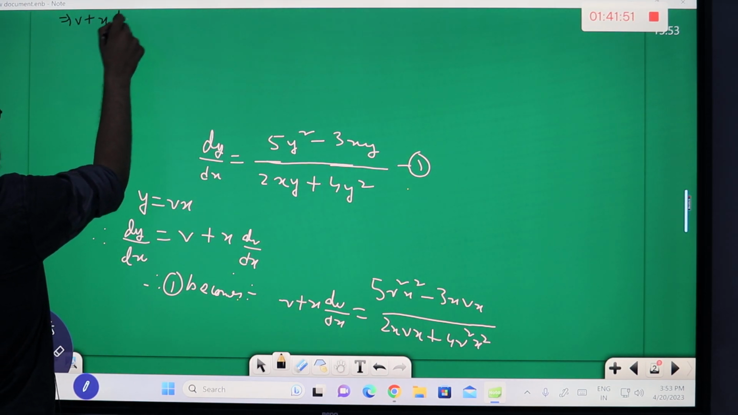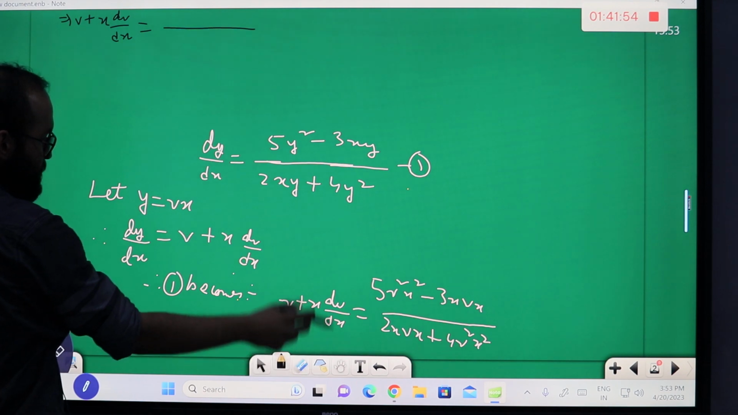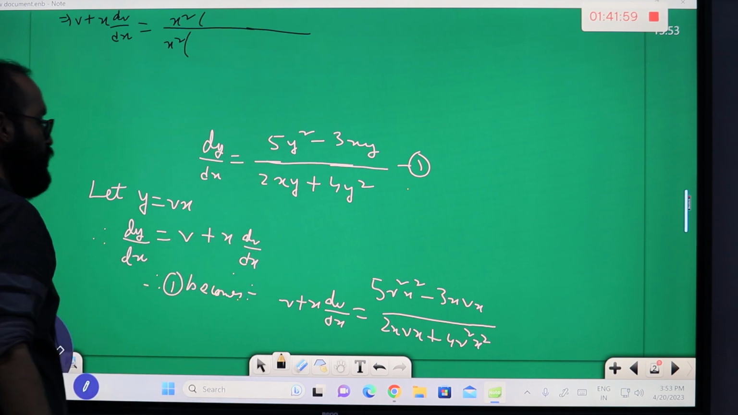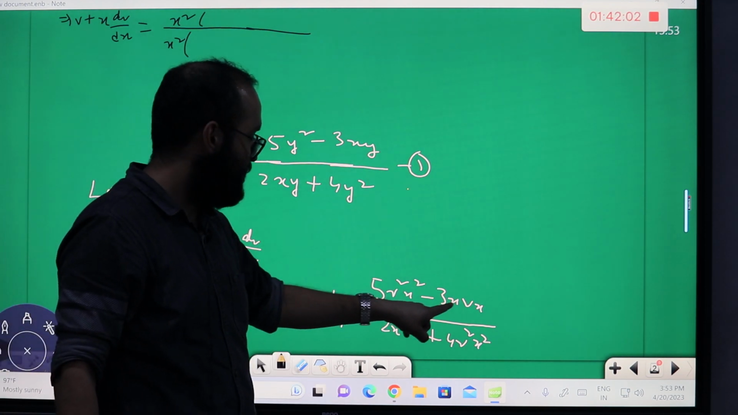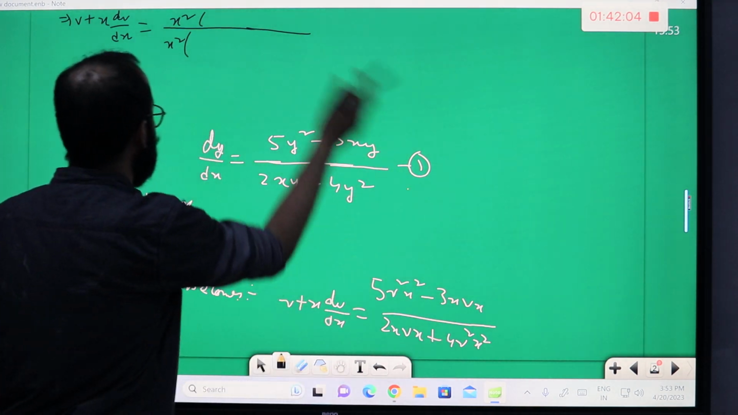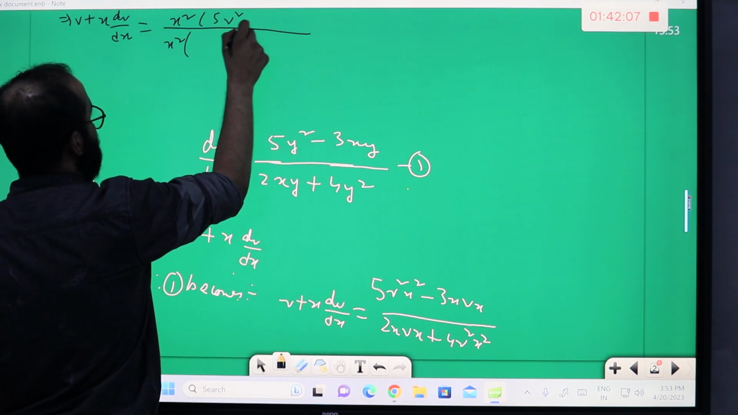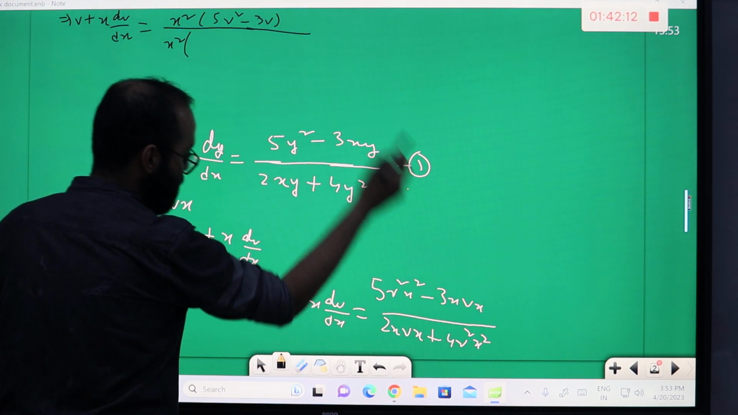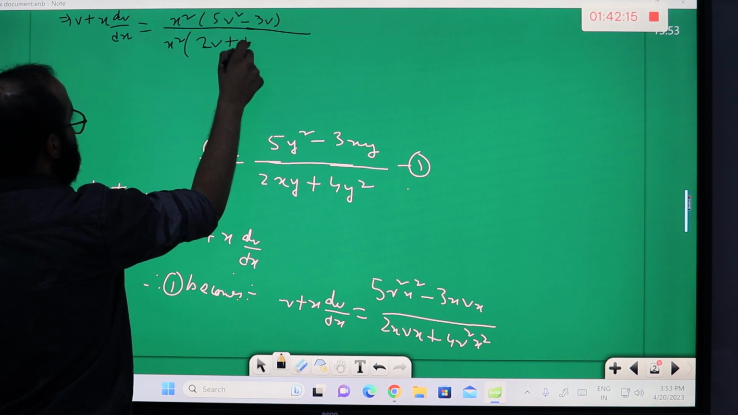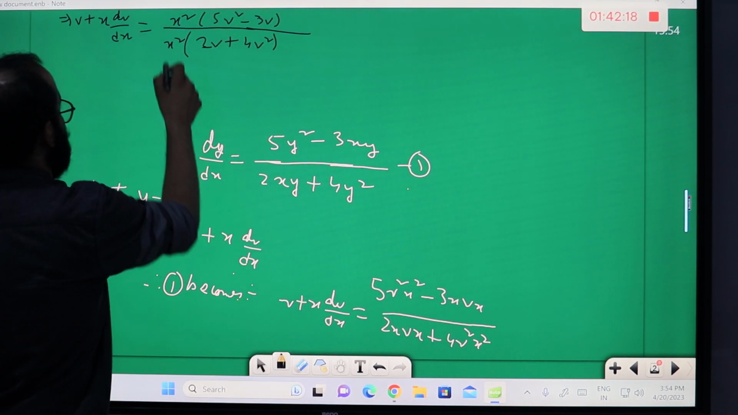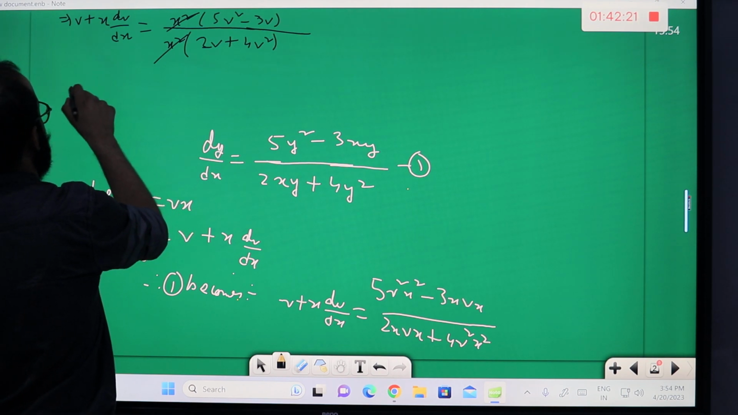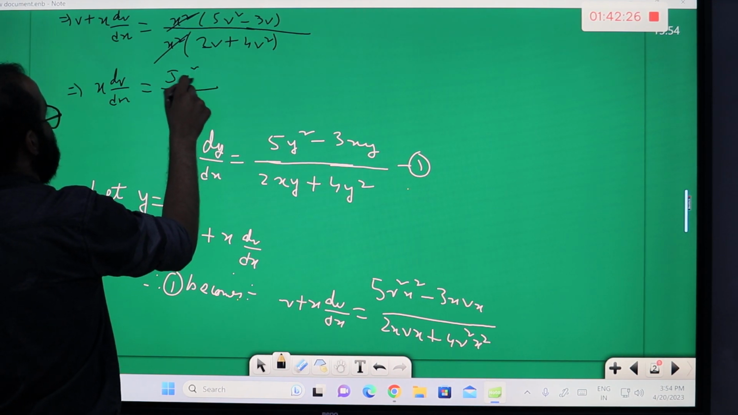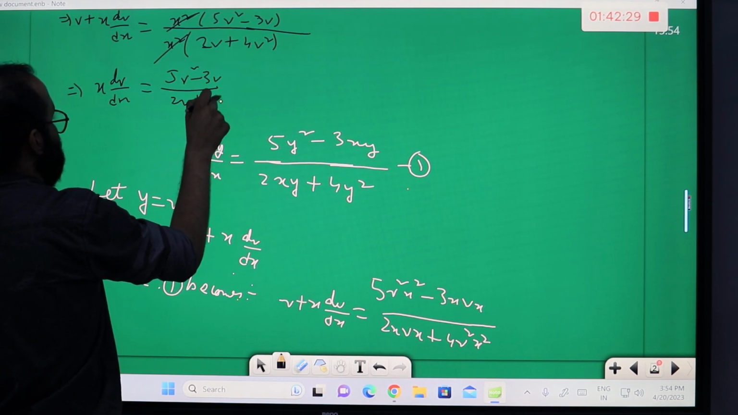So, after this, what can we write? v plus x dv dx is how much? In both numerator and denominator, can I take x square common? We have x square here, we have x into x square here, yes or no? So x square is common, what will be left? 5v square minus 3v in the numerator, and in the denominator 2v plus 4v square. The x square cancels. What is left? v plus x dv dx equal to 5v square minus 3v by 2v plus 4v square.